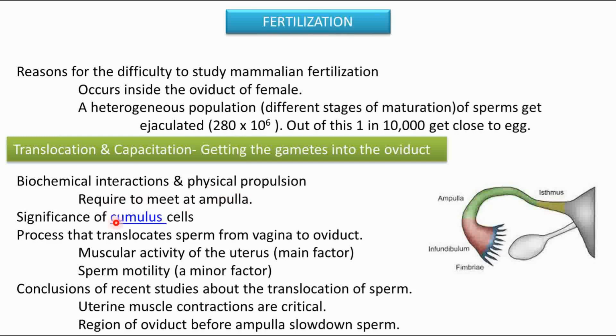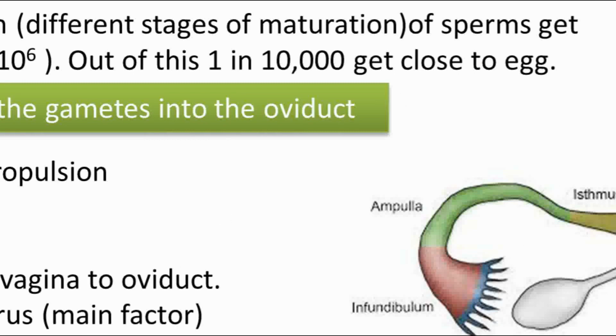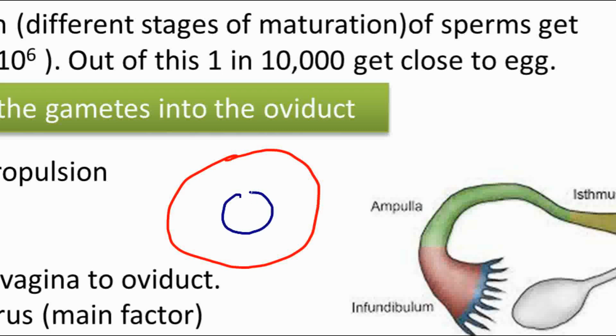The next term that we need to understand is cumulus cells, which I am going to explain now. We know that the ovum develops in the ovary inside ovarian follicles. I am going to draw an ovarian follicle. It has so many different types of cell layers, but I am going to point out one thing. First, I am going to draw the mature ovum inside this ovarian follicle.